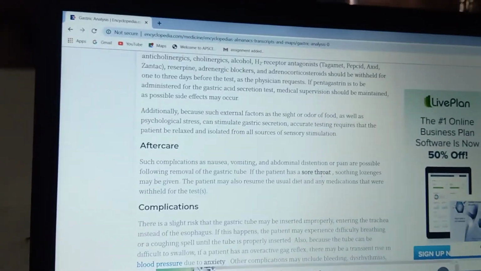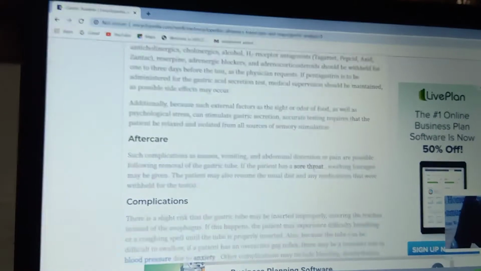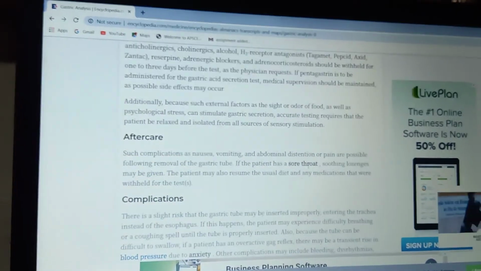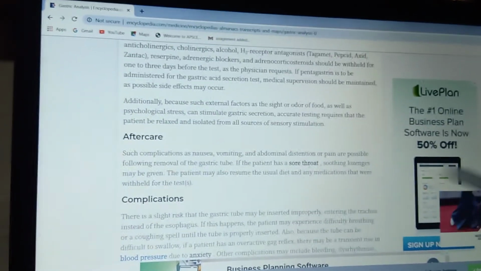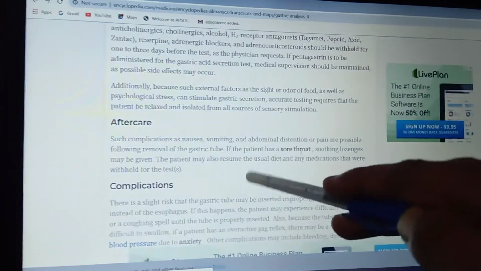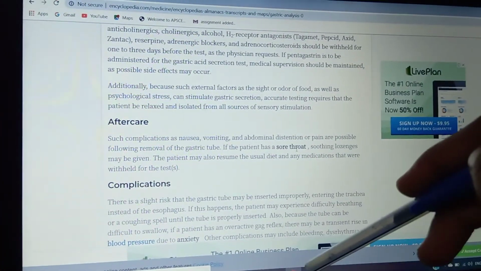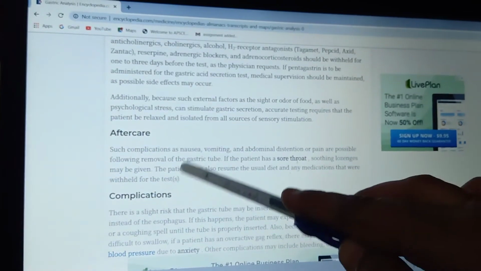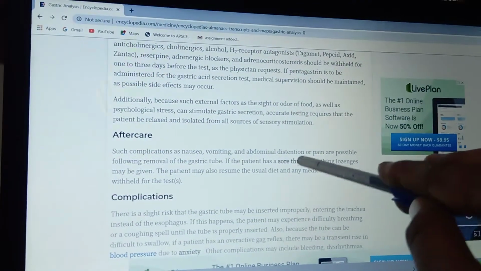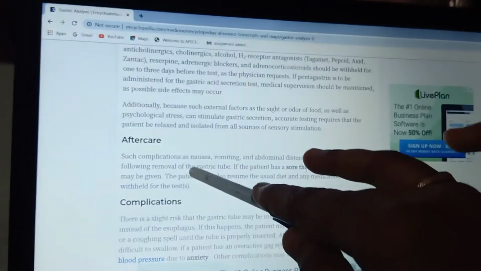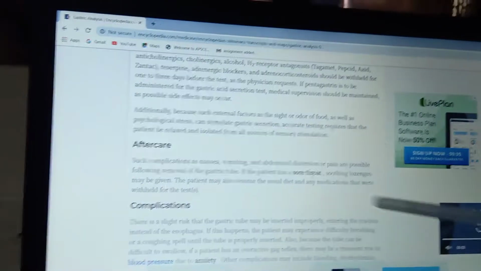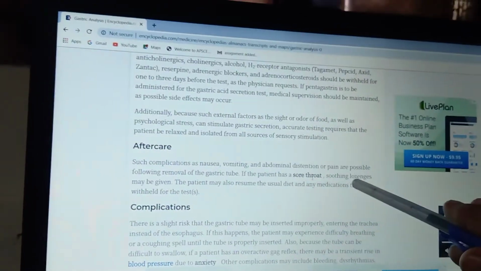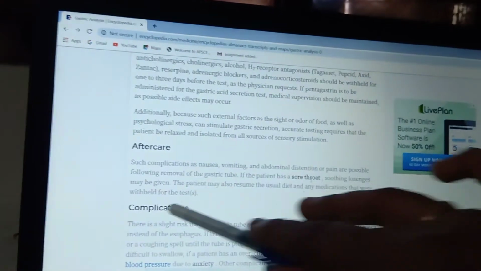Okay, and the aftercare: when the NG tube is intubated through the nose or the mouth, you may see irritation of the throat walls, and a sore throat will be there. You may also see nausea, vomiting, and abdominal distension and pain following removal of the gastric tube. If the patient has a sore throat, a soothing lozenge may be given.